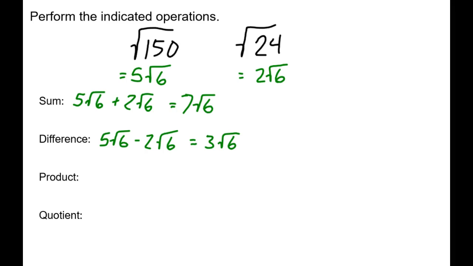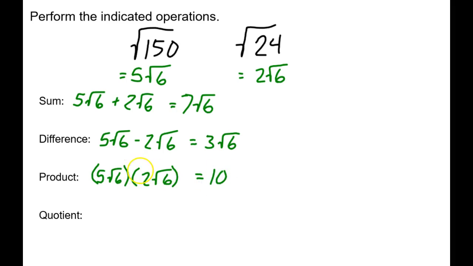Now we have to move on to the product. We have 5 radical 6. Lots of times they'll put this in parentheses, times 2 radical 6. And for this, we're going to multiply our two values out in front, the coefficients, together. So 5 times 2 would be 10.